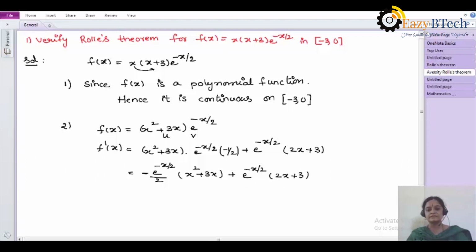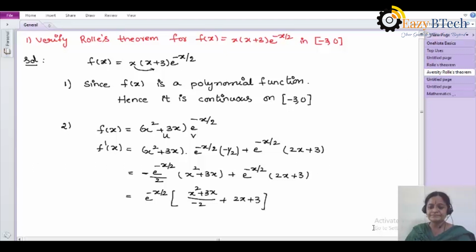So observe here, in these two terms e power minus x by 2 is common here, making common of e power minus x by 2. E power minus x by 2 is common. Then x square plus 3x by minus 2 and plus 2x plus 3.